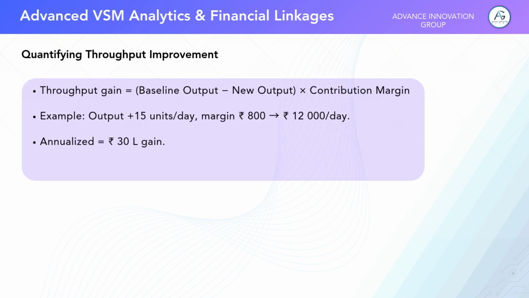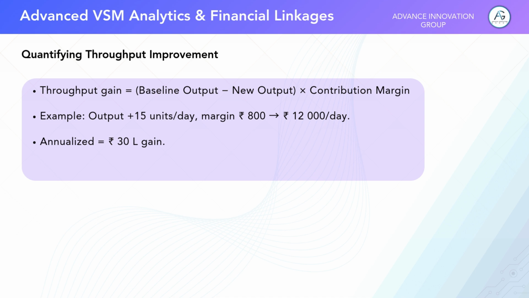Throughput improvement directly impacts profitability. The formula is simple. Throughput gain equals new output minus baseline output, times contribution margin. For example, if output increases by 15 units per day with a margin of 800 per unit, that equals 12,000 in daily gain. When annualized, this improvement results in about 30 lakh per year, showing how lean initiatives convert process efficiency into tangible financial benefits.